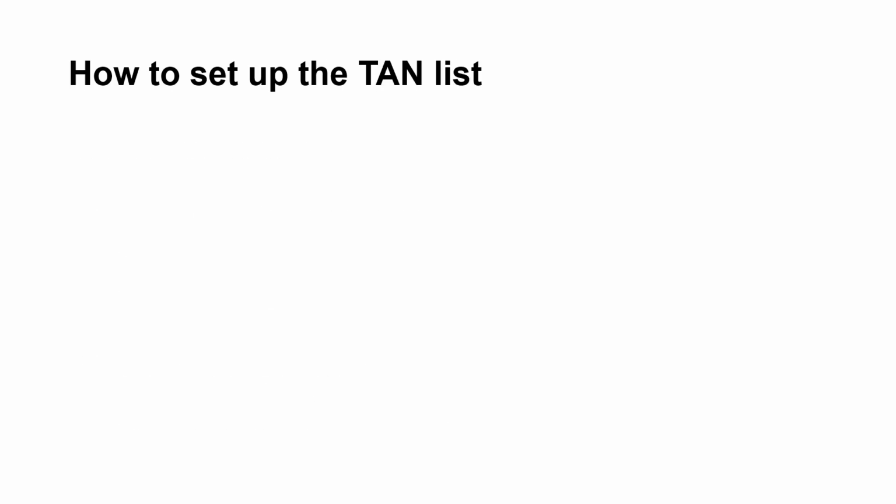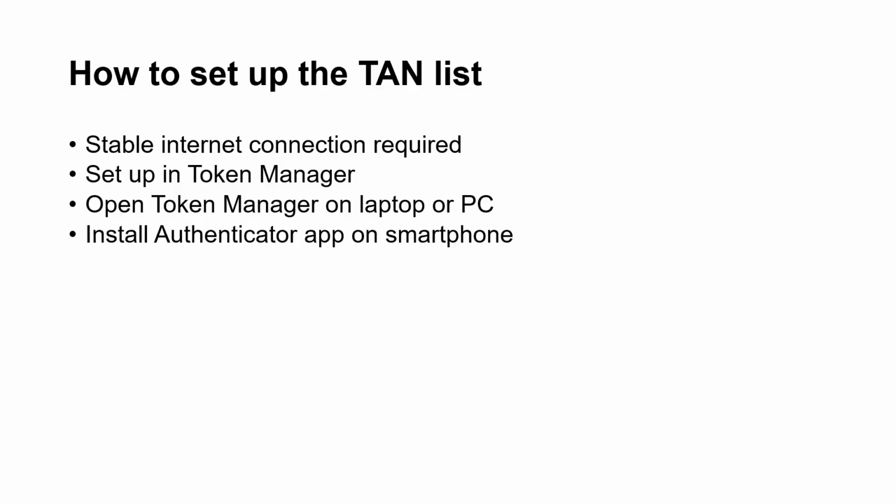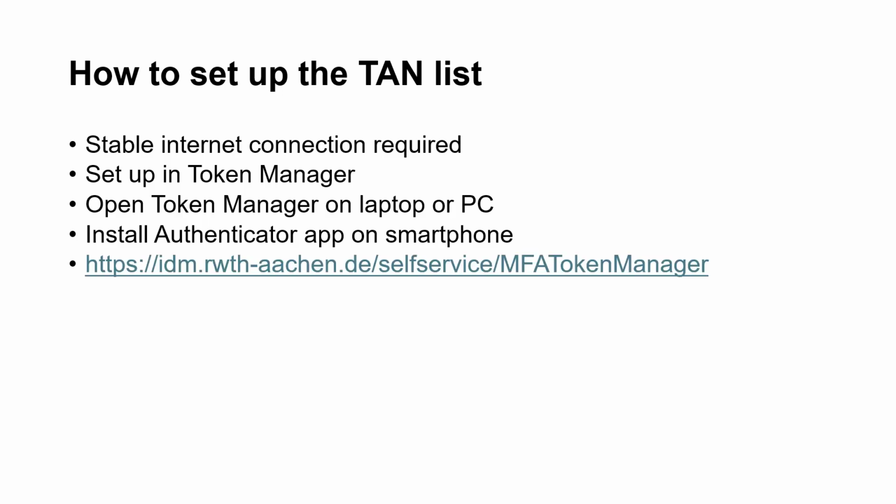Let's start by setting up the TAN list. Please make sure you have a stable internet connection. All tokens are set up in the Token Manager. We recommend opening the Token Manager on your laptop or PC and installing the Authenticator app on your smartphone. First, click on the link below to open the Token Manager. You can also find the link in the video description below.